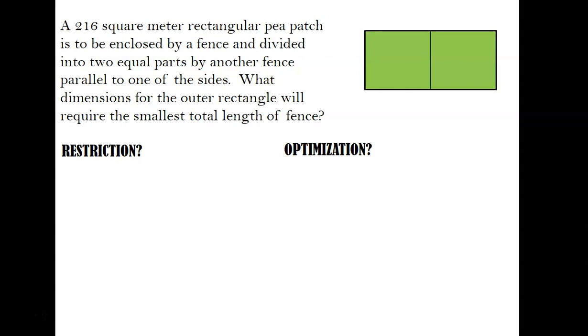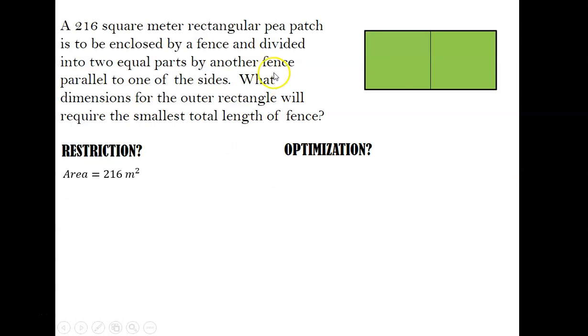So in case you ever wondered where you're going to use calculus in real life, it's to save money, because you want to use the least fence possible, because fence is expensive. Trust me, I know. All right, so the first thing we're going to do is identify our restriction and our optimization. So when you read the problem, 216 square meter pea patch. Okay, there's our restriction right there. The area of this thing has to be 216 square meters.